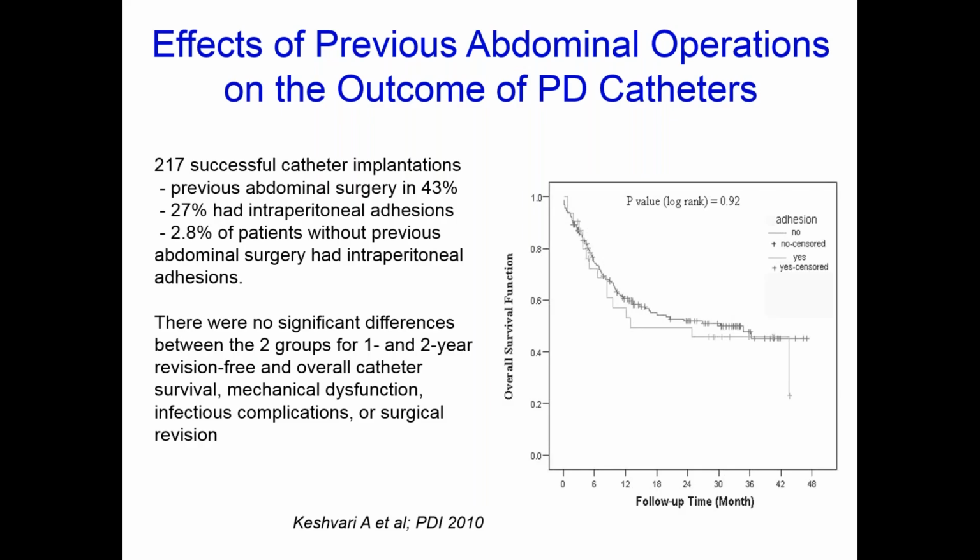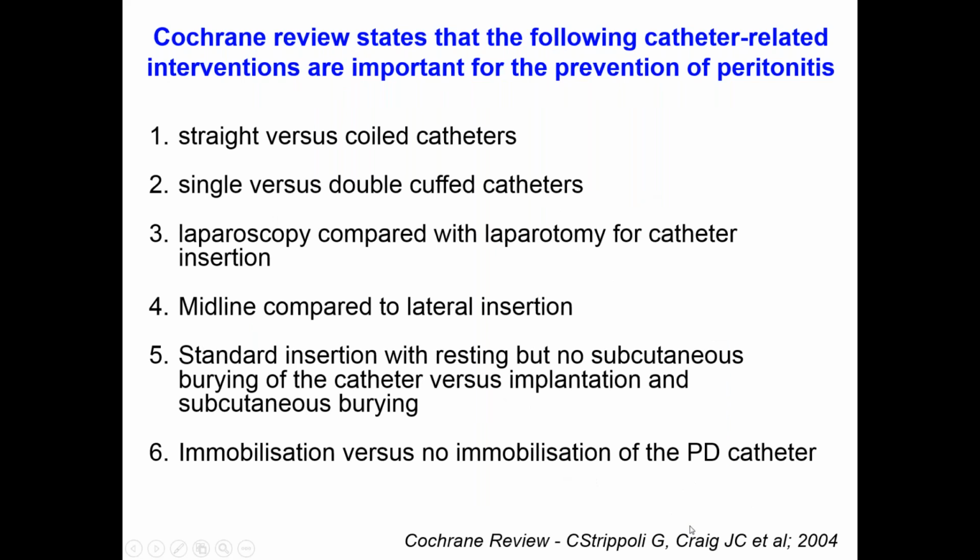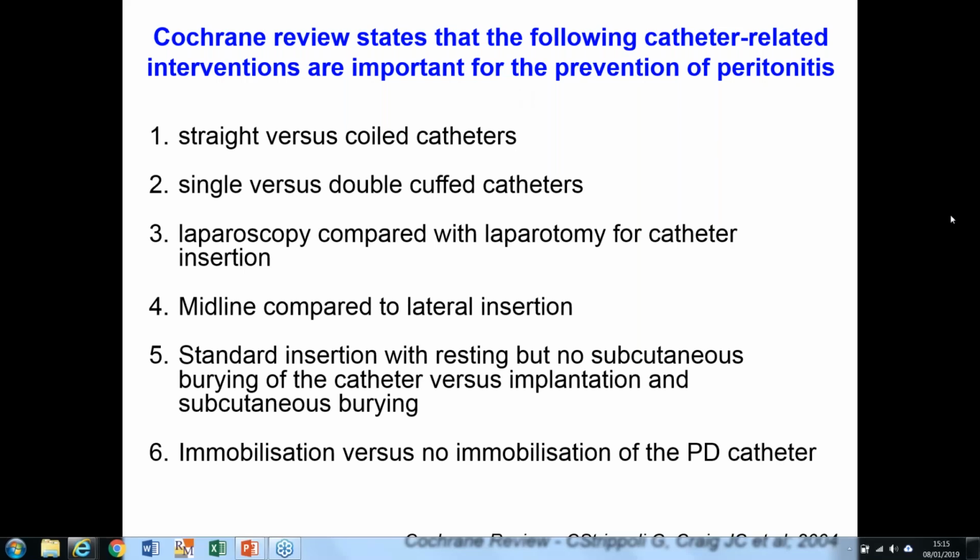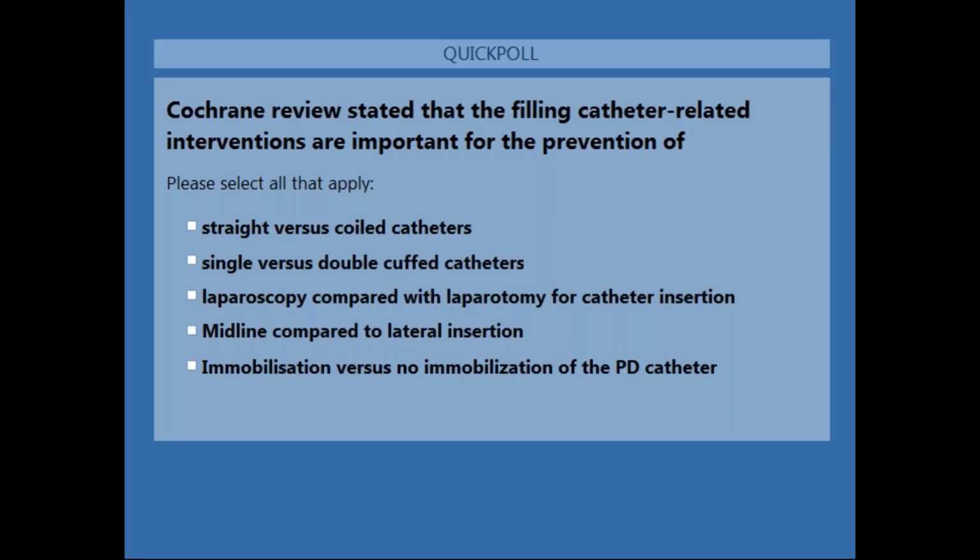Okay. So the next question is, a Cochrane review was published in 2004, which stated that the following catheter-related interventions are important for the prevention of peritonitis. And if I go to the polls again and come up with this question, can you all see this? Yeah? Excellent. Thank you. So let's go through these answers. Again, you could have multiple correct answers here. So which of the following catheter-related interventions are important for the prevention of peritonitis?